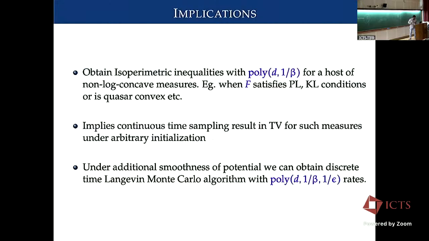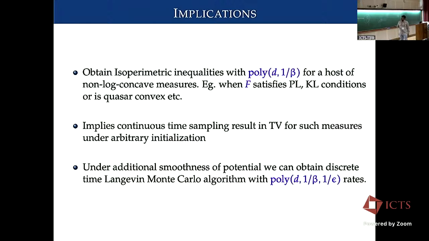All right, so some implications before I go into a rough proof sketch. The idea is that using this, you can get an isoperimetric inequality, specifically a Poincare inequality, for a whole bunch of non-log-concave measures, specifically ones where F satisfies the typical conditions that are used in optimization. So to some extent, it directly opens up a lot more functions where we can use these types of sampling methods.